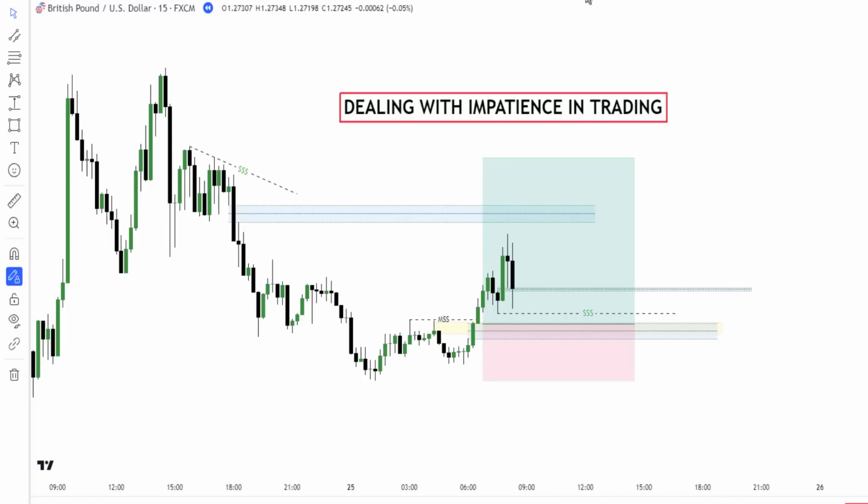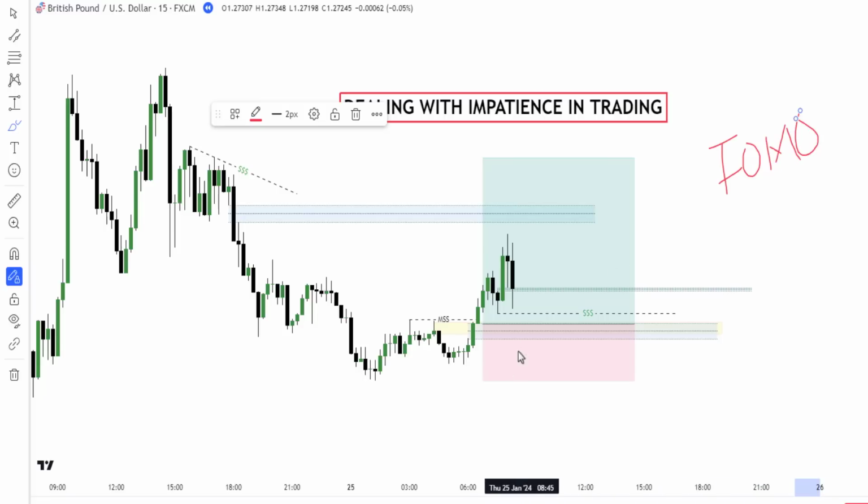FOMO simply means fear of missing out, and that is what a lot of you traders are struggling with. Because you see price never comes to your entry and you feel like price is going away from you, you want to jump into the trade. Remember what I told you, that we have news today and it is important you stay patient. So I had to stay all through even to New York session.